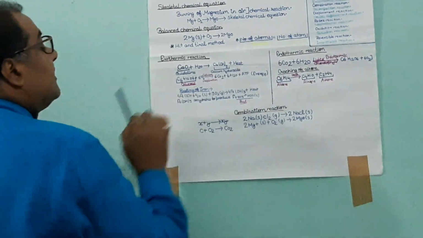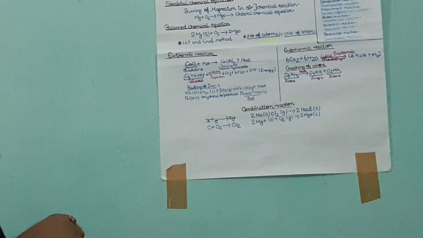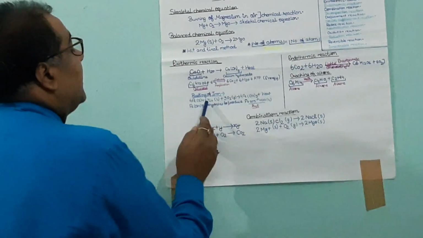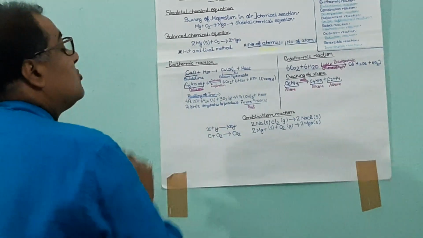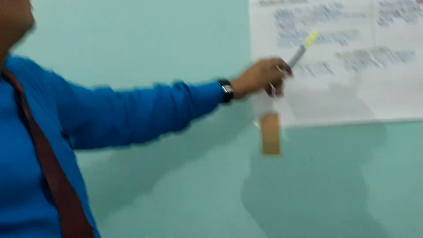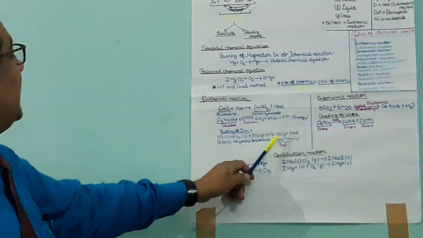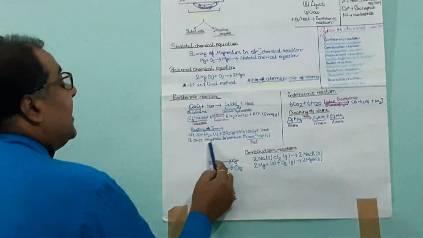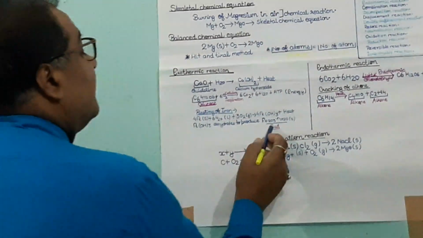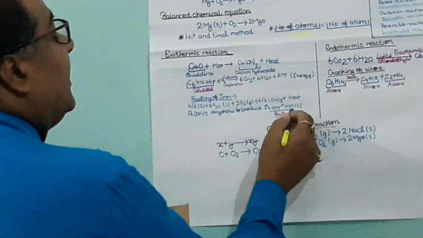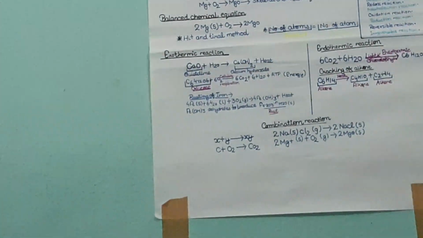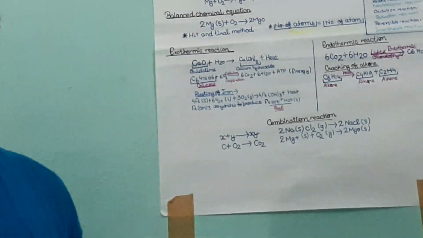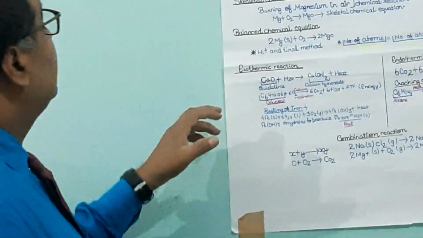Next, other examples of exothermic reactions: iron reacts with water in presence of oxygen, then it produces iron hydroxide and also releases heat. Then iron hydroxide is dehydrated, that is, water is released, and it produces iron oxide and nH2O, a number of water molecules, and that is called rusting of iron. Rusting of iron is also an exothermic reaction.